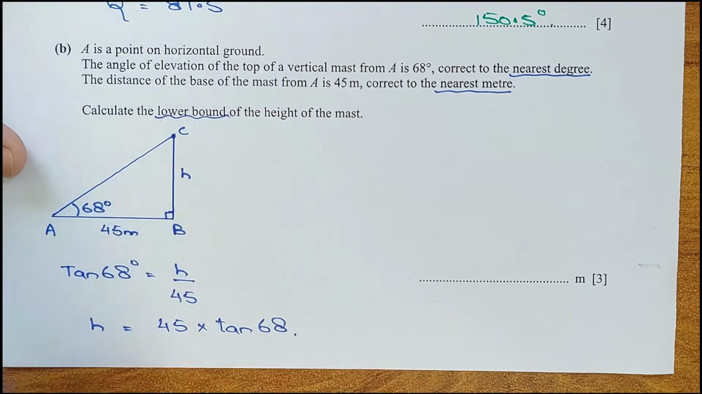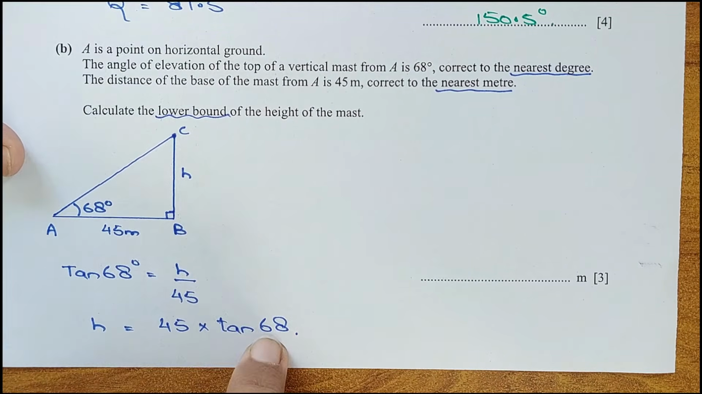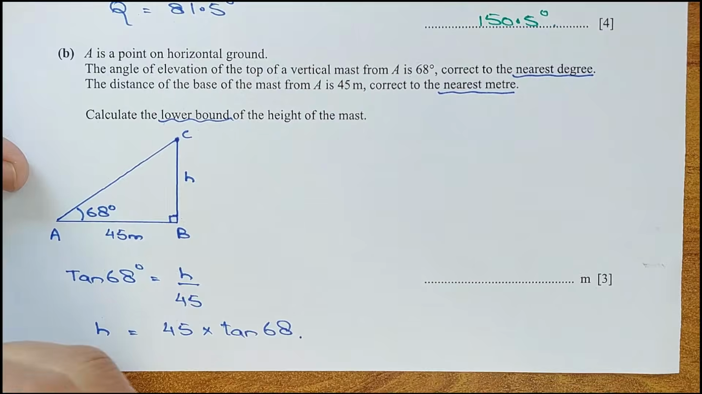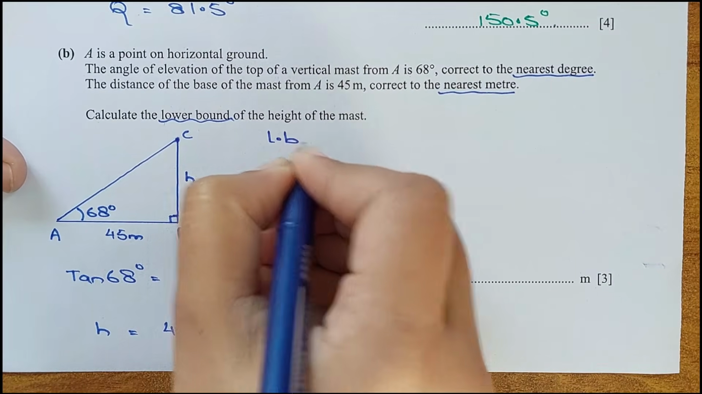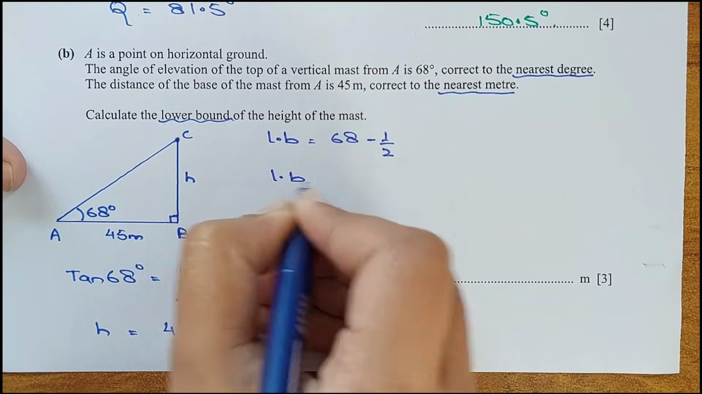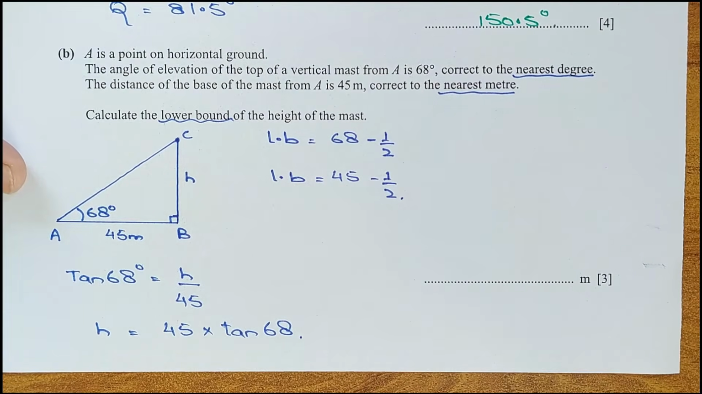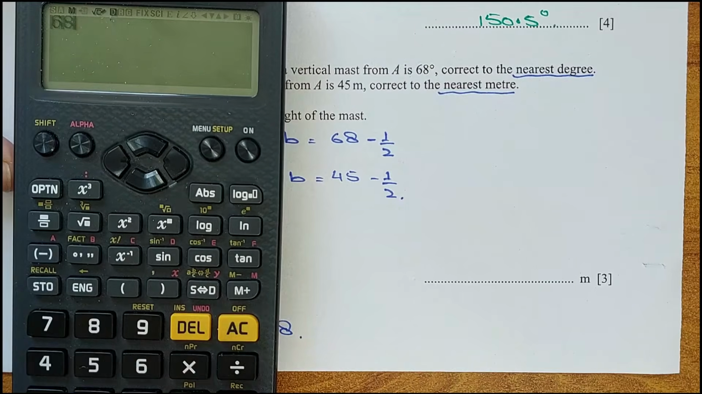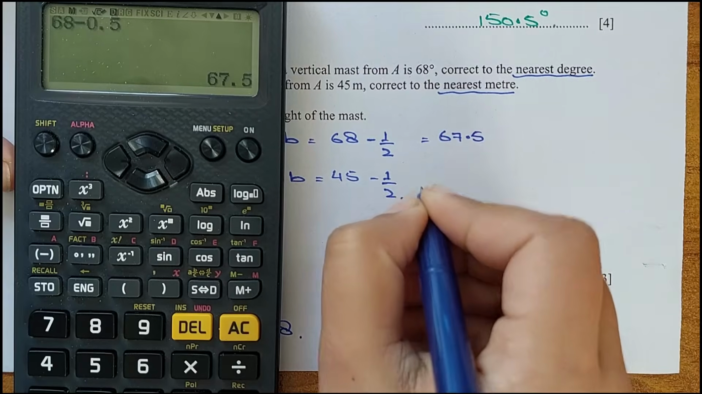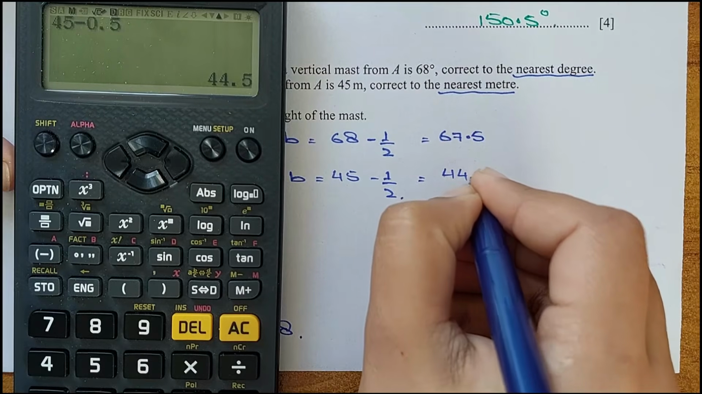So for the lower bound of height, we have to find the lower bound of the base distance and the lower bound of this angle. So let's find the lower bound of both, right? Correct to the nearest. So the lower bound for the angle is 68 minus 1 by 2, and the lower bound for the distance is 45 minus 1 by 2. Minus 1 by 2 is 0.5. So 68 minus 0.5 is 67.5, and 45 minus 0.5 is 44.5.